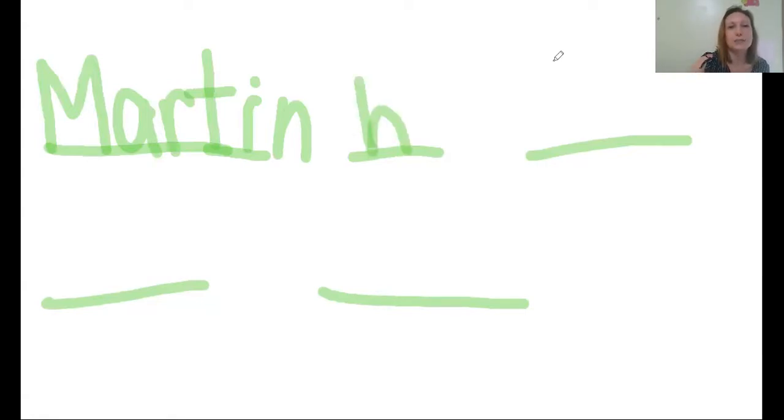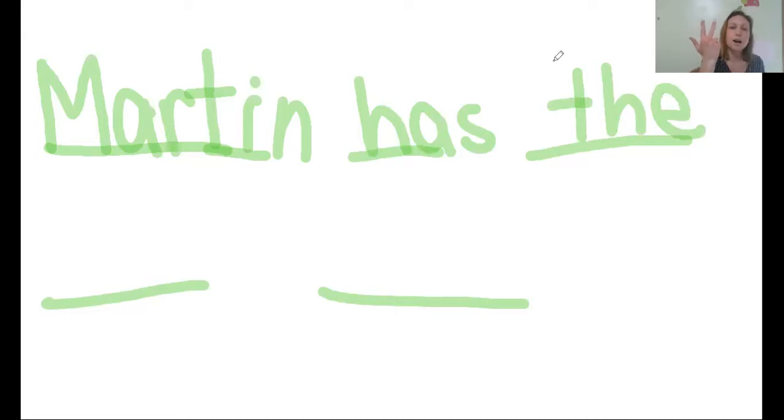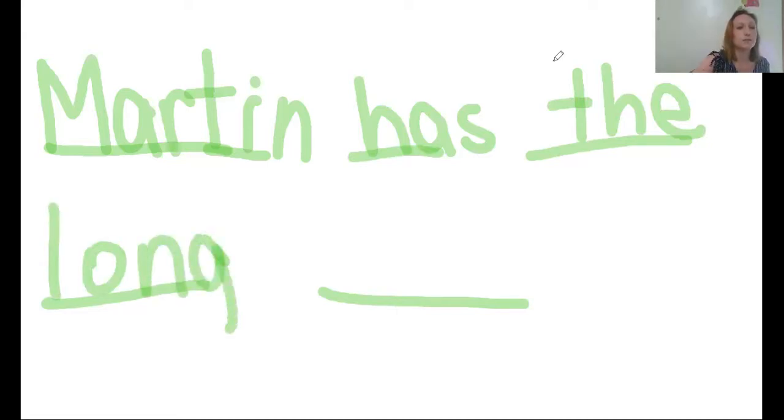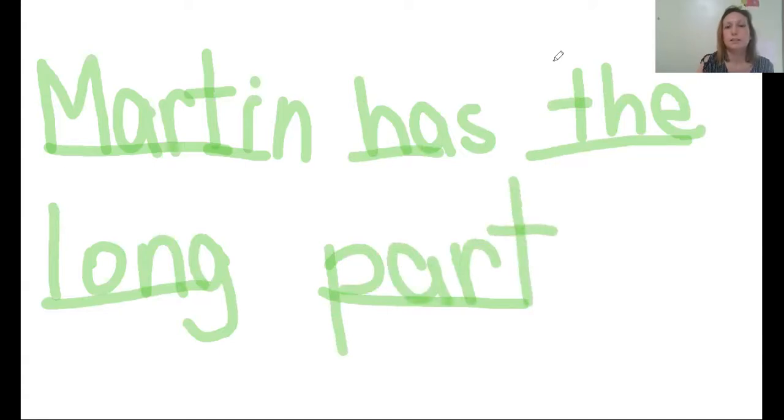Martin has the long, long part, "ar." Let me hear, "ar." And that is the end of my sentence. So of course I'm going to use a period. Martin has the long part. Maybe he's in a play and he's got the long part in a play.